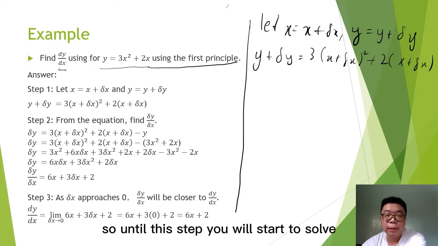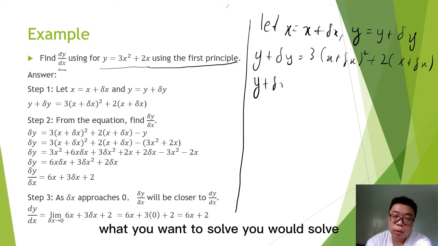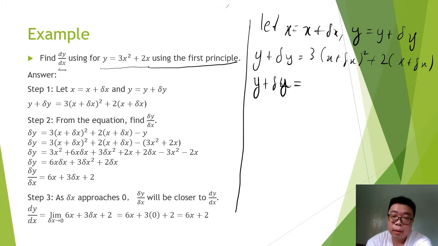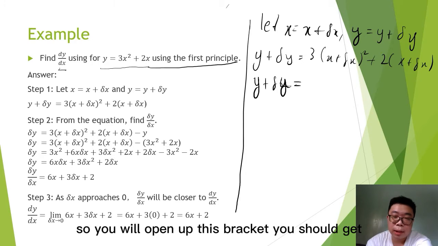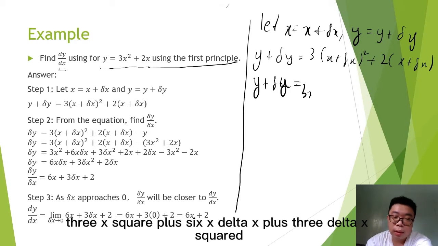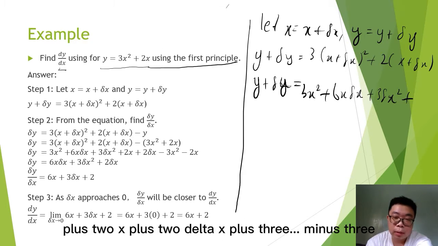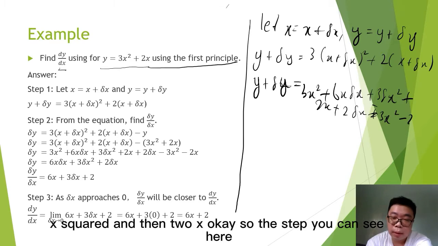So until this step, you will start to solve. You will open up the brackets, and you should get 3x squared plus 6x delta x plus 3 delta x squared plus 2x plus 2 delta x, minus 3x squared minus 2x.